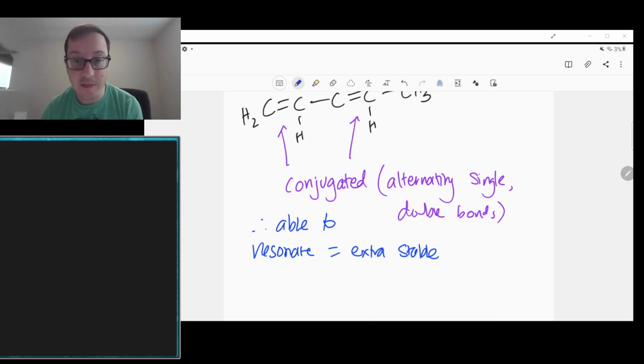And so we see that they do different things than non-conjugated systems would do. And so that's something we'll learn later on as well.